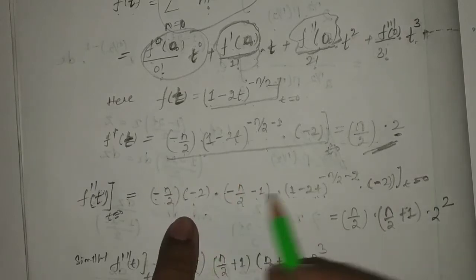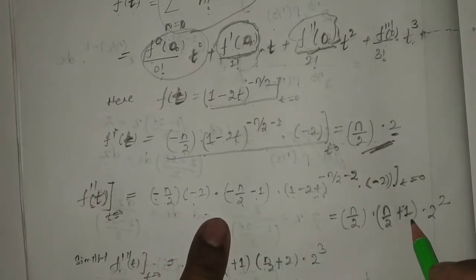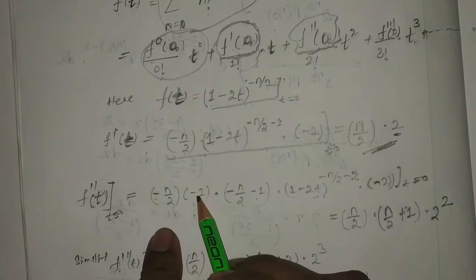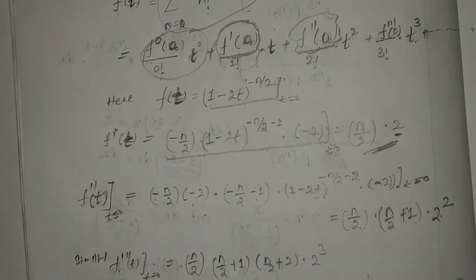At last we got the positive. So n by 2 is there. Here this will be n by 2 plus 1, here 1 2 2 square. So here we got f double dash t at t equal 0 is this much.